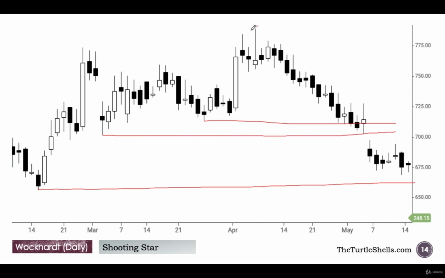So the shooting star has worked. And after the shooting star, for the next many days, the price was nowhere near the high of the shooting star. Okay?